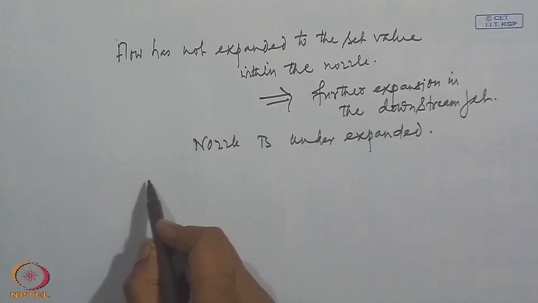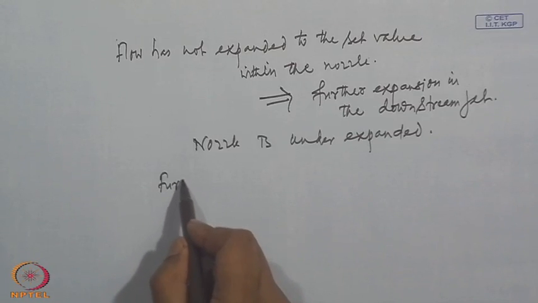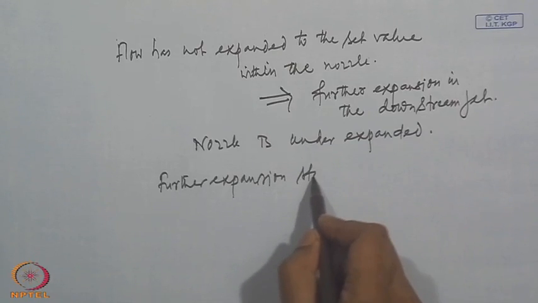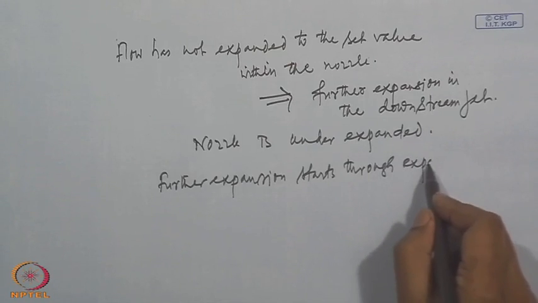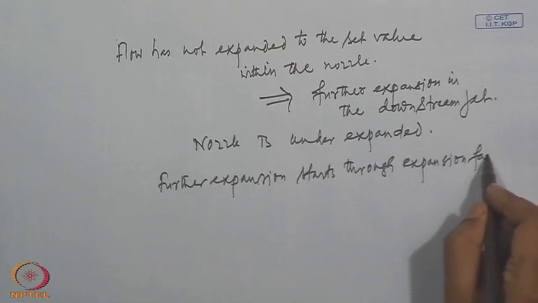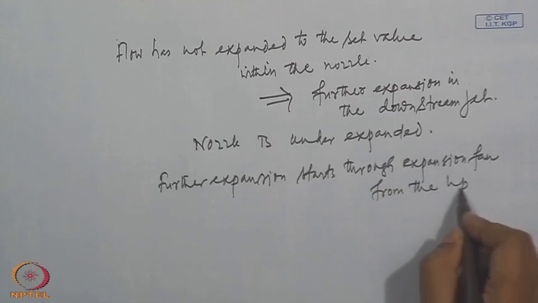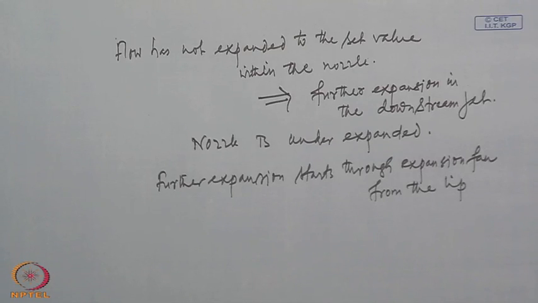This further expansion starts through expansion fan from the lip, and once again these expansion fans reflect and interact, and finally, the pressure is adjusted to the back pressure far downstream from the exit plane.